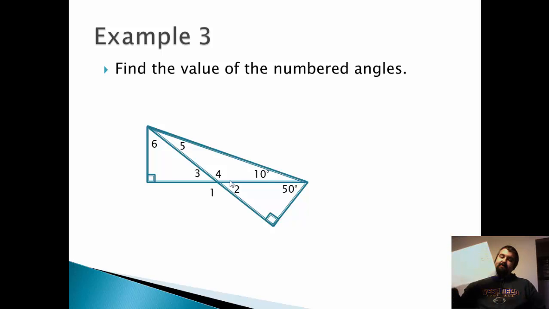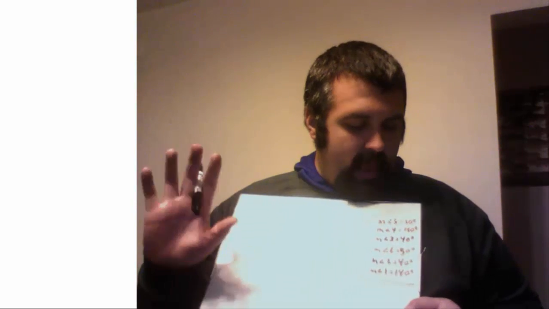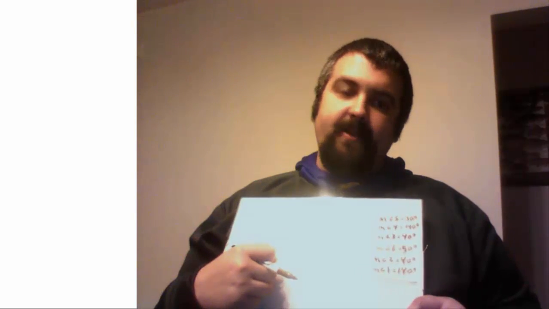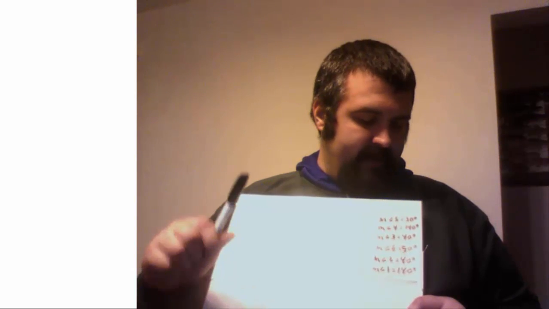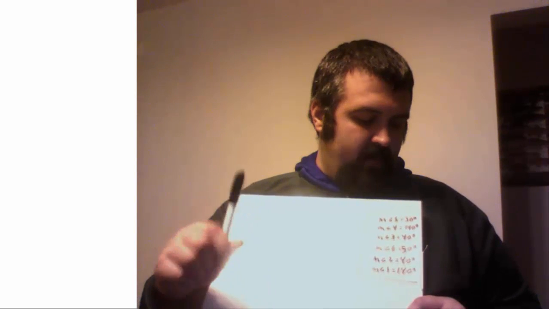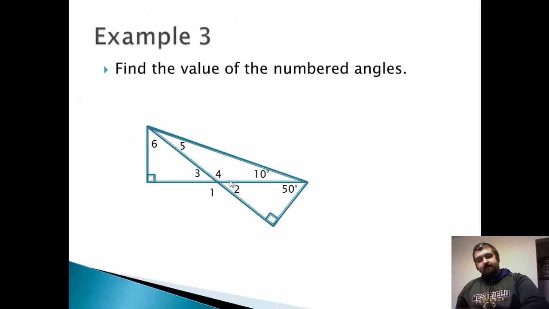There we go, example 3. If you did this correctly, this is what you should have got. Again, measure of angle 1 being 140 degrees. Measure of angle 2 being 40 degrees. Measure of angle 3 being 40 degrees. Measure of angle 4 being 140 degrees. Measure of angle 5 being 30 degrees. And measure of angle 6 being 50 degrees. Alright, we have one last example.